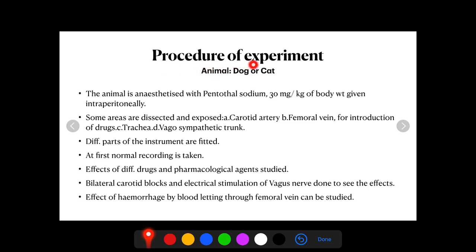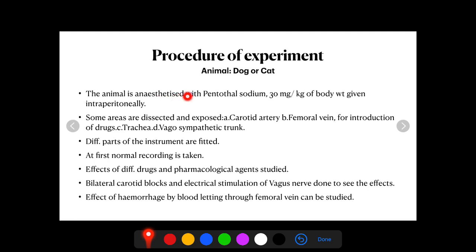Now the procedure of the experiment. The animal, we can take either dog or cat. The animal is anesthetized with pentothal sodium, 30 milligram per kg of body weight, and it should be introduced not IV but intraperitoneally, because to find a vein for introduction of the pentothal sodium, which acts as an intravenous anesthetic agent, is very difficult. That's why it is introduced intraperitoneally.